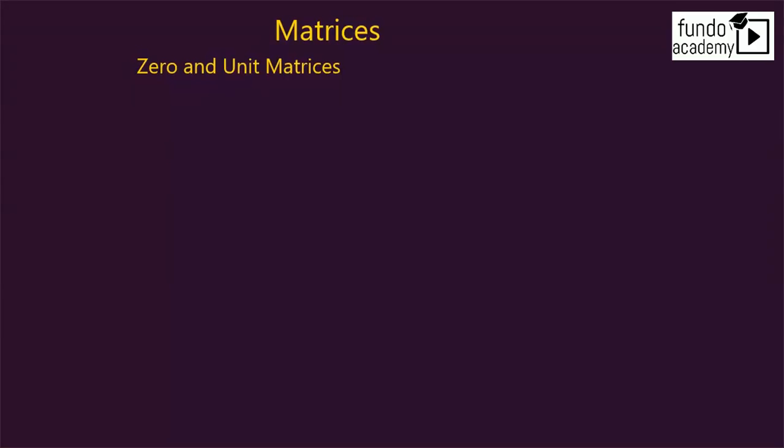About two types of matrices, what we call a zero matrix and what we call a unit matrix. Okay, so let's start with a zero matrix. A zero or null matrix has all its elements being equal to zero. So that's what we call a zero or a null matrix. All its elements are equal to zero.